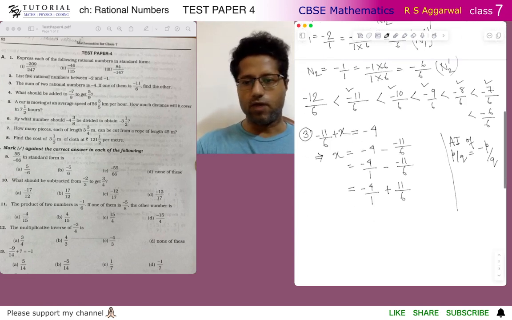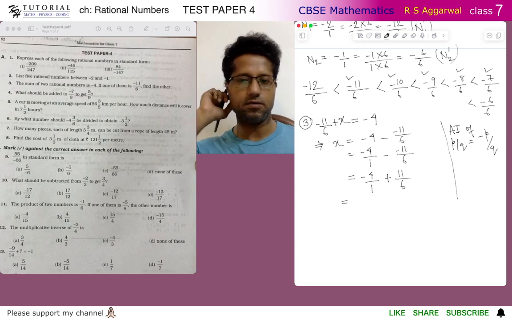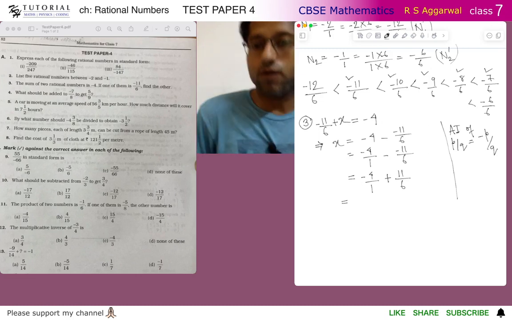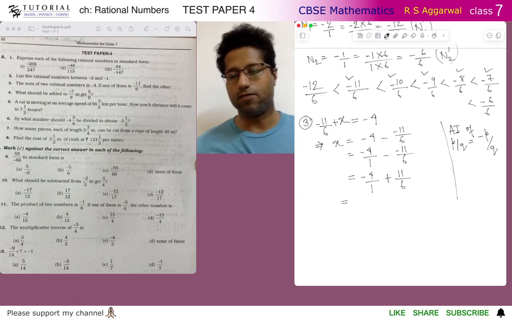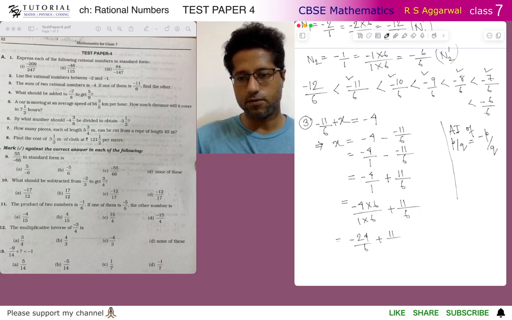Okay. So now we have to add minus 4 by 1 plus 11 by 6, and from the concept of addition of two rational numbers, we see that the denominators are different. So we have to first convert the two rational numbers to their equivalent form, so that they have a common denominator of the LCM of 1 and 6, which will be 6. So minus 4 by 1 will become minus 24 by 6, plus 11 by 6, which remains the same.